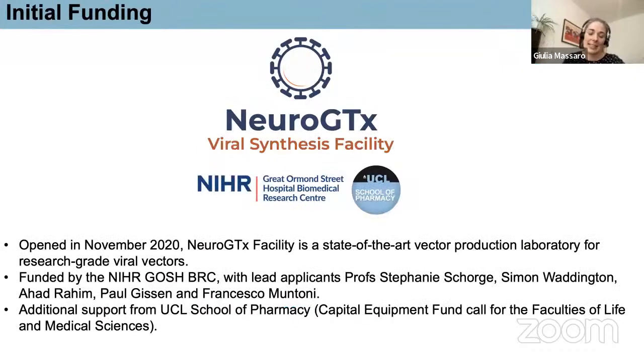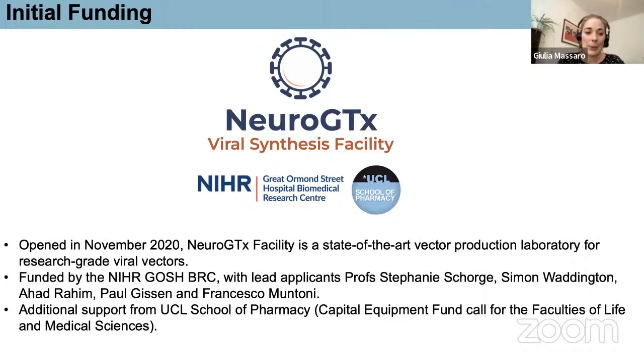So the NeuroGTX facility opened officially in November 2020, although the initial funding was already available from before, from April 2020, I think. But then, of course, it took a long time to set up everything. So officially we started in November 2020. The main funding body for this facility is the NIHR Great Ormond Street Hospital Biomedical Research Center, who funded part of the initial equipment needed for the facility and is actually paying my salary.